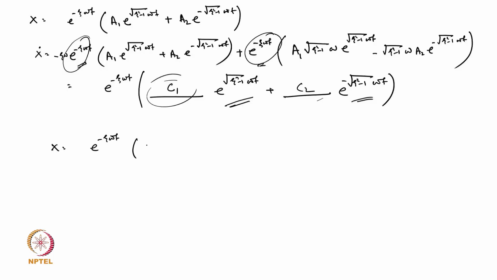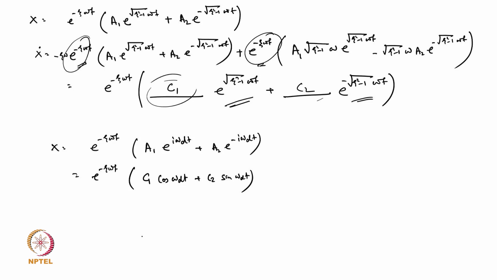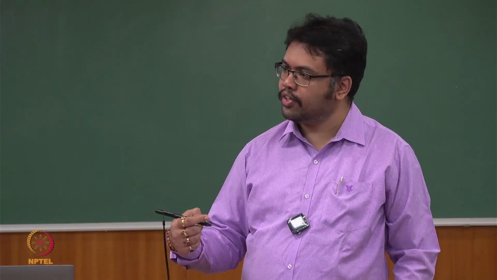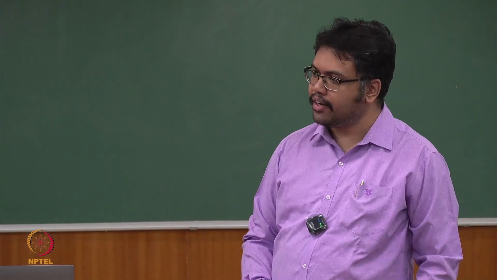So in the next one you can see that it will be e to the power of minus xi omega t into A1 into e to the power of i omega dt plus A2 into e to the power of minus i omega dt. In that case, the advised portion is to change it to C1 cos omega dt plus C2 sin omega dt. You may remember in the last class we did that transformation, A1, A2 to C1, C2. So first you do that.